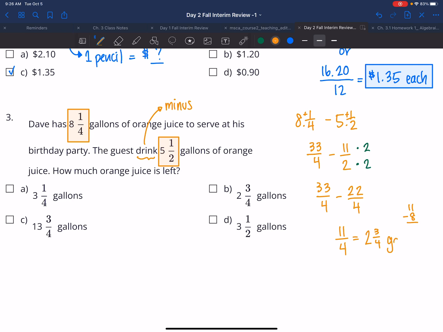Gallons. You see how I figured that out? It's just basic long division. If you don't remember, it's 11 over 4. You put 11 on the inside, you put 2, 8, remainder 3. That's where 3 goes in the numerator.